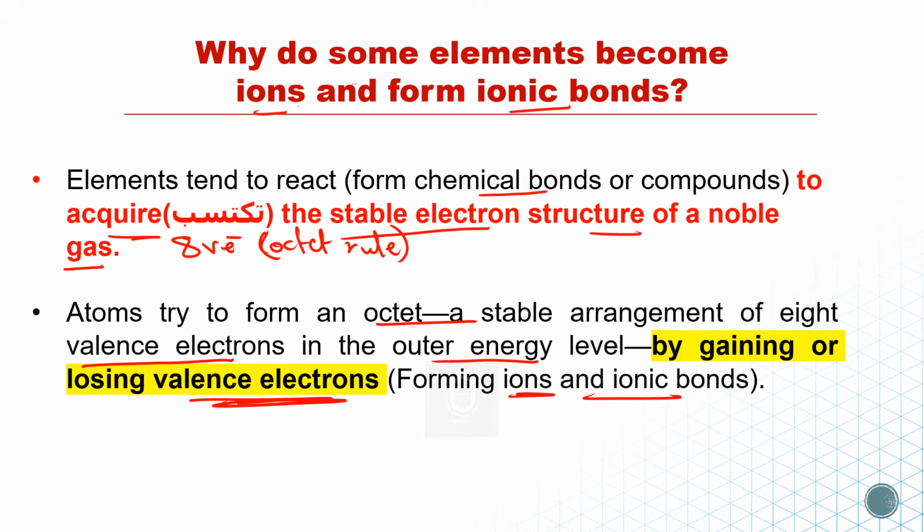عشان شيء الذرات تفقد أو تكتسب إلكترونات بحيث أن يصبح عندها 8 إلكترونات or 8 valence electrons عشان تصير مستقرة and happy. Like who? Like the noble gases. Okay guys?